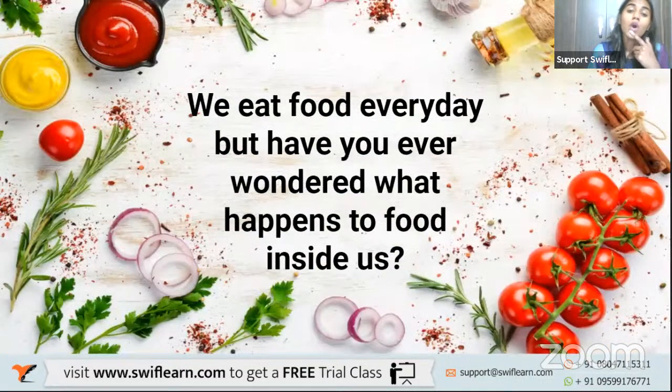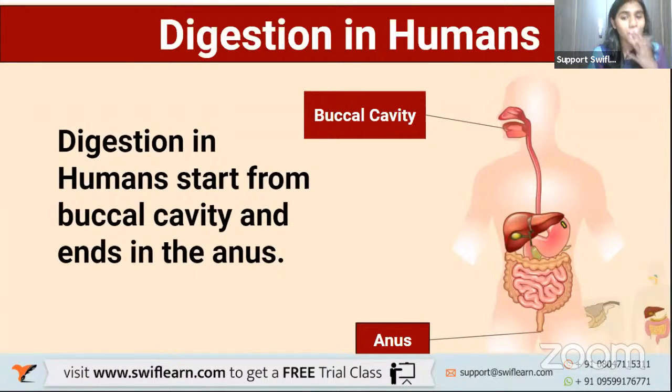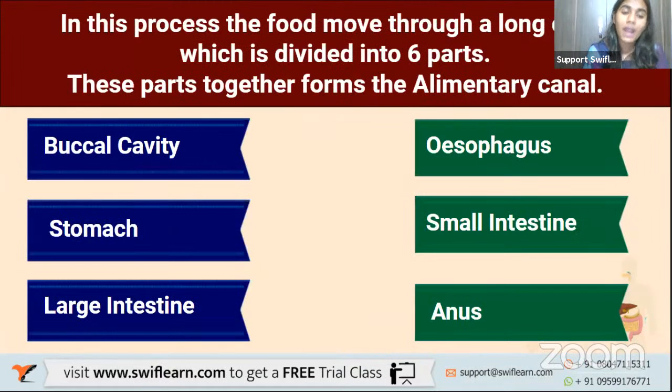Now, we eat food every day, but have you ever wondered what happens to food inside your body? Once you eat food, where does it go? It gets broken down, right? It gets digested. Digestion in humans starts from the buccal cavity. What is the buccal cavity? It is nothing but the mouth. So you have the buccal cavity, the esophagus, which is the food pipe, then the stomach, the small intestine, the large intestine, and then the anus, which excretes out the waste.